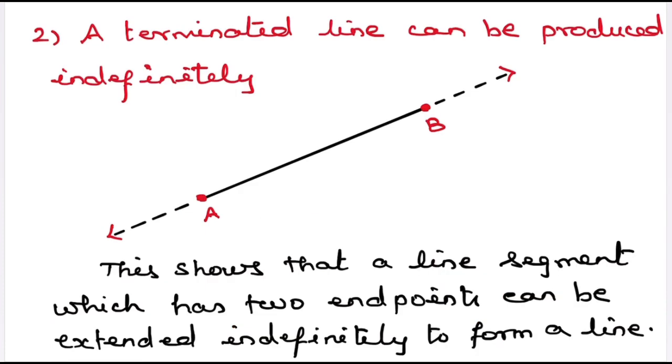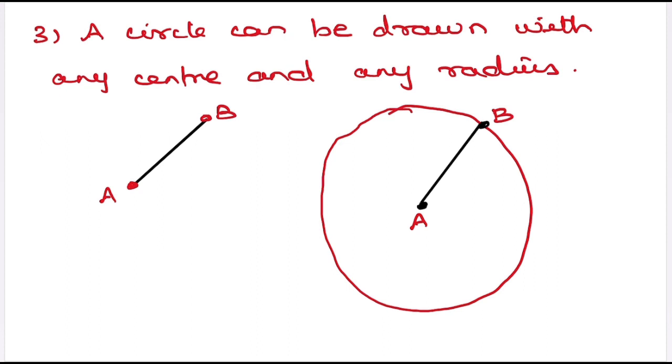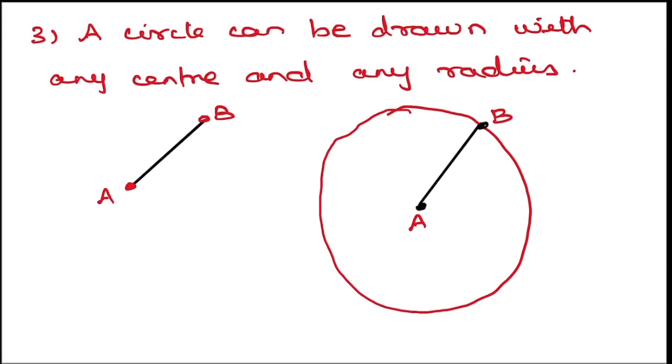Second postulate, a terminated line can be produced indefinitely. Euclid terms படி line segment is a terminated line. We know that a line segment can be extended in any of the direction as in this figure. Next third postulate, a circle can be drawn with any center and any radius. Line segmentல இருந்து ஒரு point centerா வச்சு ஒரு circle வரையலாம். இதில் AB is a line segment. அந்த ரேடியஸ் வச்சு சென்டர் ஏல இருந்து சர்க்கிள் ட்ரா பண்ணலாம்.